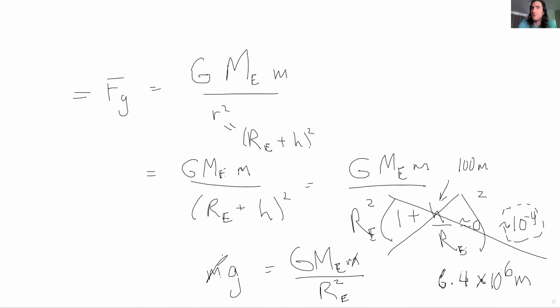You discard this h over r_e term because it's too small compared to the other terms. Your Taylor series is going to depend on h over r_e squared, h over r_e cubed, and h over r_e to the fourth. Since it's of order 10 to the minus 4, as you square it, cube it, raise it to the fourth, it gets smaller and smaller, in fact exponentially smaller. Okay, so g is constant and is equal to this value.